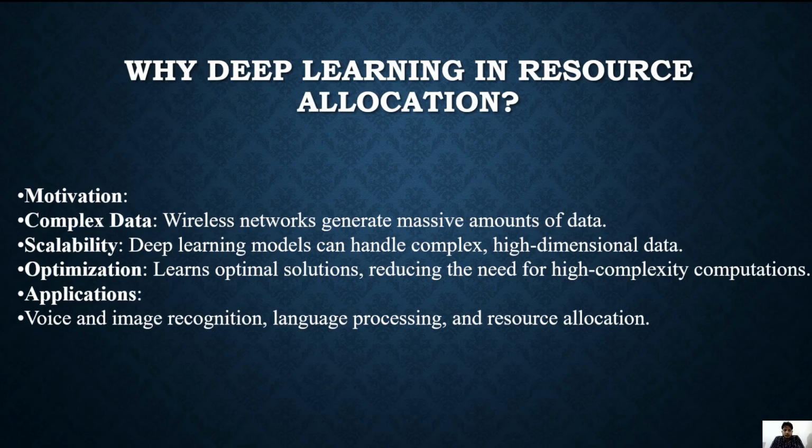Motivation. Complex data. Wireless networks generate massive amounts of data. Scalability. Deep learning models can handle complex and high dimensional data. Optimization learns optimal solutions, reducing the need for high complexity computations. Applications: voice and image recognition, language processing, and resource allocation.